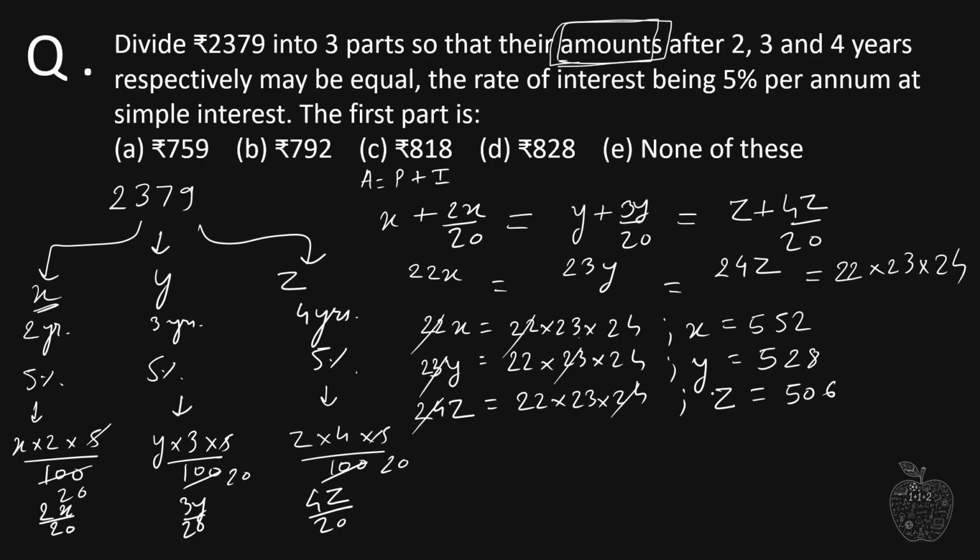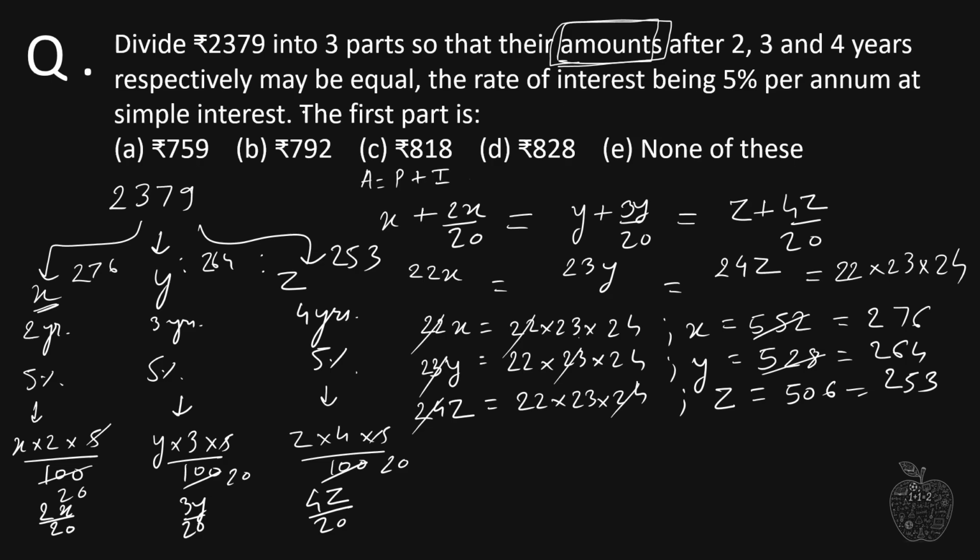Now we got the ratio for X, Y and Z. The ratio is 552 is to 528 is to 506. Okay, wait, we can simplify it further. Let's divide them by 2. So 2 2s are 4, 2 7s are 14, 2 6s are 12; 2 2s are 4, 2 6s are 12, 2 4s are 8; 2 2s are 4, 2 5s are 10, 2 3s are 6. So now the ratio of X, Y, Z becomes 276 is to 264 is to 253.